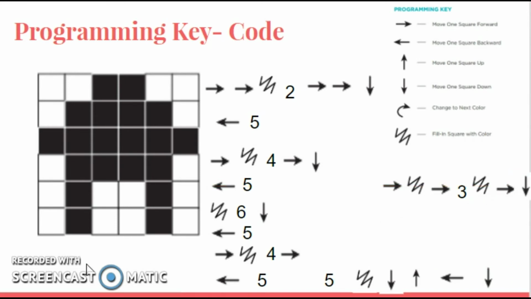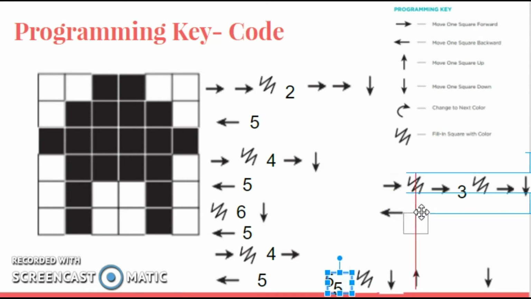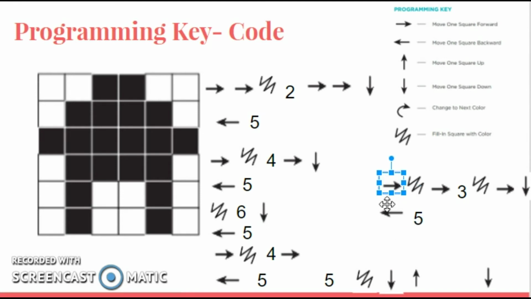Okay, and then for the next row, we need to do everything the same, right? But first we need to go back, right? So we need to go back, and we do that five times. And then we need to duplicate this. Okay, so we need to go forward, fill in, and then forward three times. And then fill in. And then move forward. And then fill in. Or go down, but we don't need that one. Okay, so we actually will just leave that one as it is.